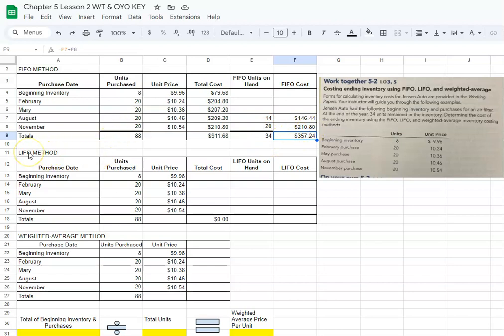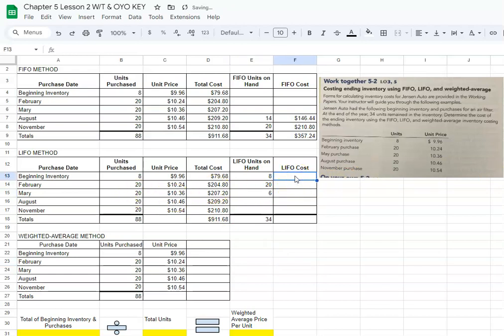Now we're going to do the LIFO method, which stands for last in, first out, which would suggest that we had sold these units first and we would still have these other ones that we got at the beginning of the year left. So again, we'll just go ahead and figure out our costs here for each one. And then our LIFO units on hand, we're going to go ahead and take all 8 of those. And then we're going to take all 20 of these, because we're still not to our total of 34 yet. Right, we're at 28, so we must need 6 out of these 20.